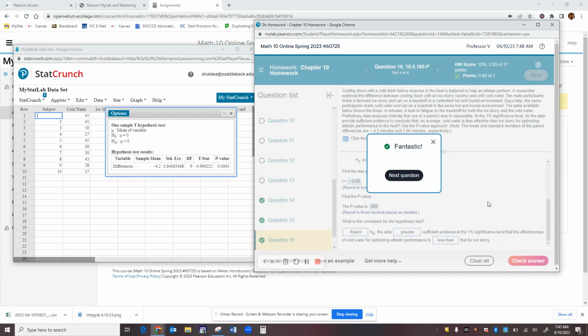that for ice slurry. Okay, so if you're having problems with the paired t-test, in the meantime, you can do this as a workaround. And I did reach out to tech support for some answers. I don't know how long it's going to take them to get back to me. So worst case scenario, you can just do this.